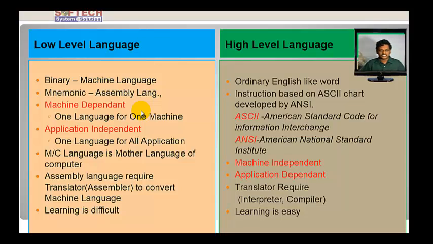Another demerit is that the learning is very difficult. It requires high knowledge to learn the program. Beginners are not able to learn the program. It requires high knowledge, and it takes more time. These are the demerits of low-level languages. To overcome these demerits, high-level languages are introduced.